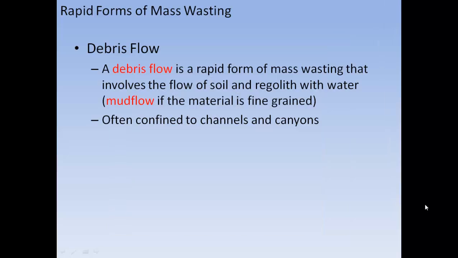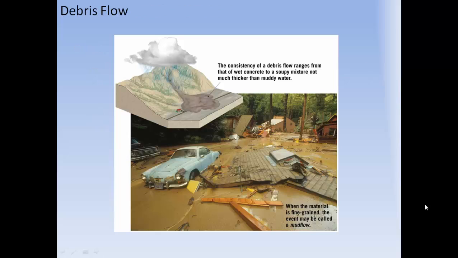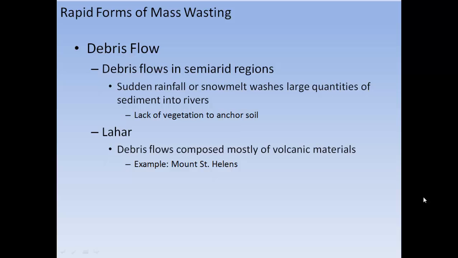A debris flow is a rapid form of mass wasting that involves flow of soil and regolith with water. A mud flow if the material is fine grained, often confined to channels and canyons. Okay, so here down this rain channel, we have debris flow that flowed down. This material is very fine grained. It's a very fine mud flow, and this is all mud flow material that came down slope.